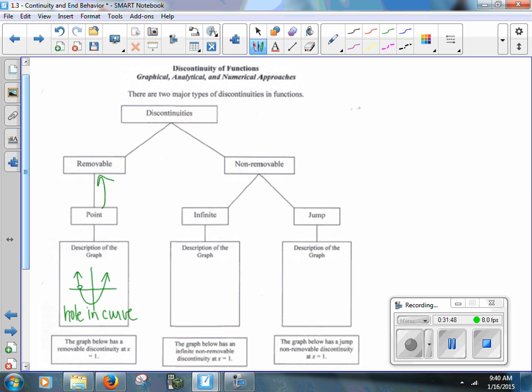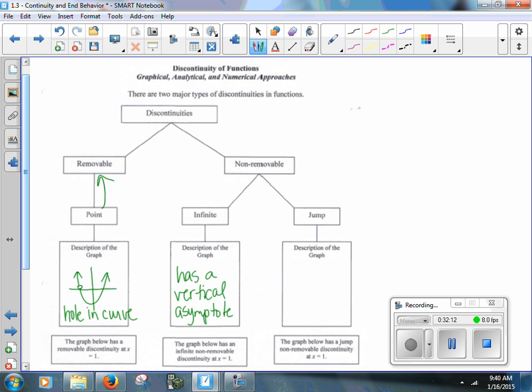What do you look for when it's infinite discontinuity? The vertical asymptote. Okay? Has a vertical asymptote. How do you know the graph has an asymptote? What do we look for in the drawing? The dotted line, the vertical dotted line.